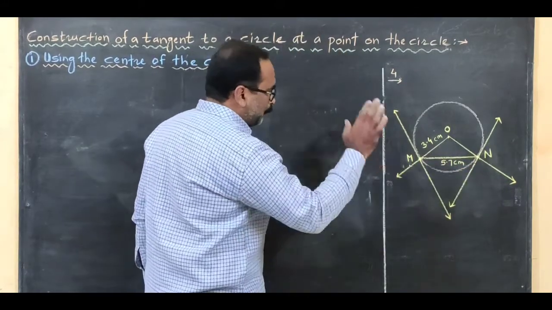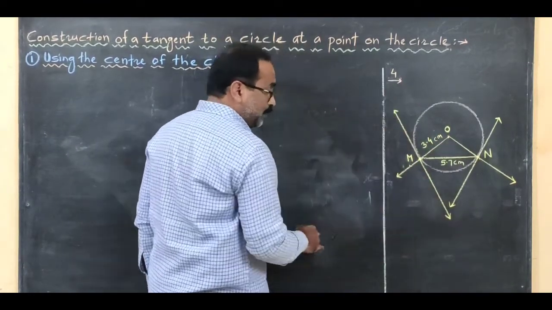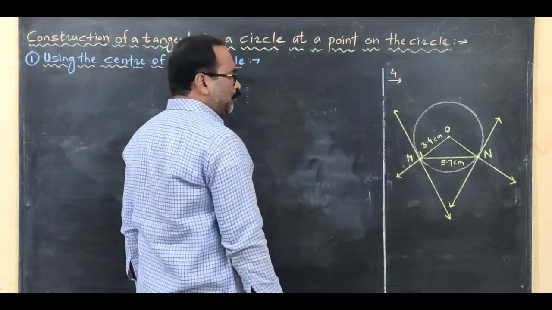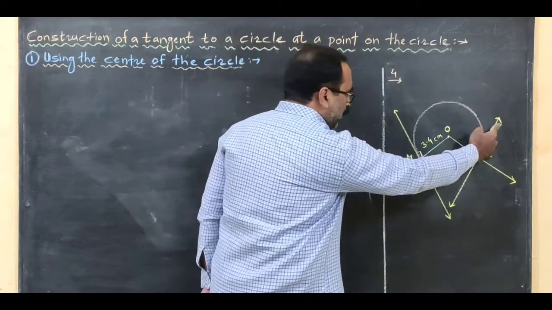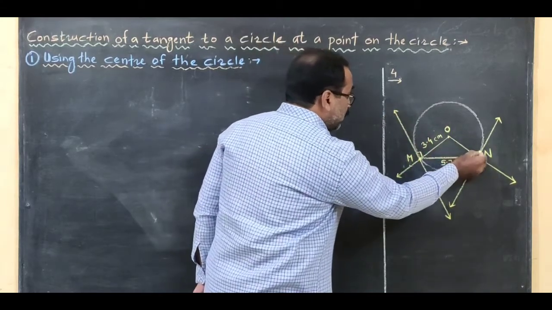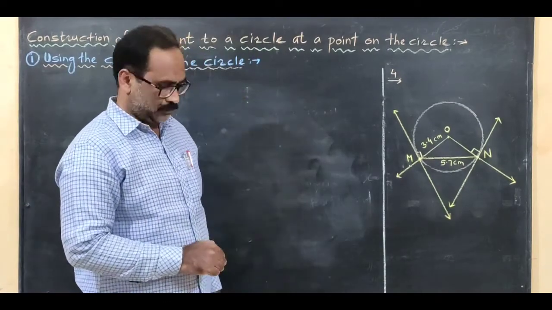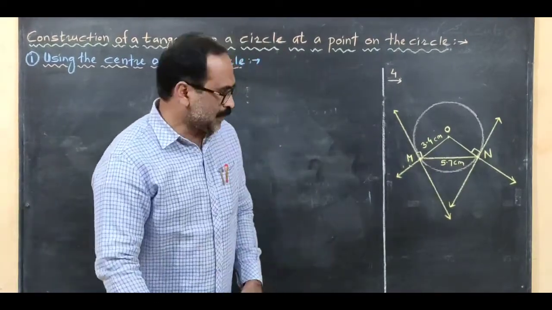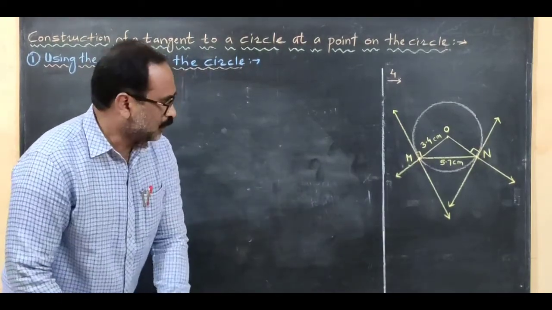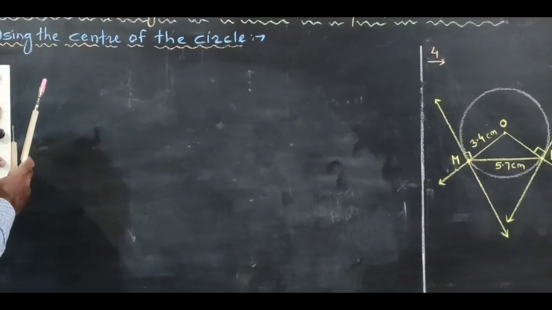Now we draw perpendicular to ray OM at point M. It is a tangent to the circle at point M. And we draw perpendicular to ray ON through point N. It is a tangent to the circle at point N. So we do our main construction here. First we draw a circle of radius 3.4 centimeter. So we take a distance of 3.4 centimeter in compass.